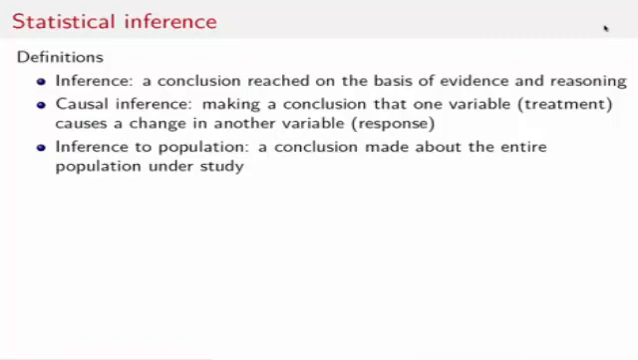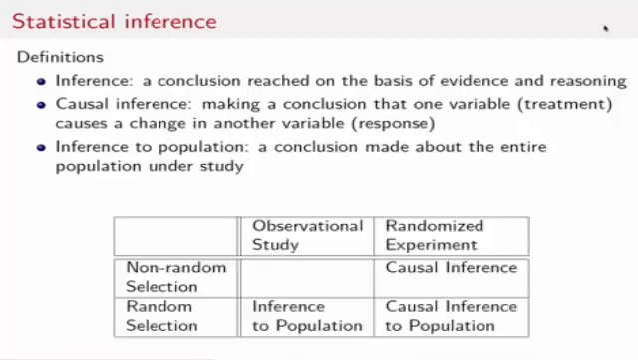Alright, so the two key pieces that affect whether you can make causal inference and inference to populations are whether your data are coming from an observational study versus a randomized experiment, and whether your individuals in that study were randomly selected from the population or not. The difference between an observational study and a randomized experiment is that in the latter, the randomized experiment, the treatment has been randomly assigned to an individual. The difference between a random selection and non-random selection is just that: the individuals in the study were randomly selected from the population.